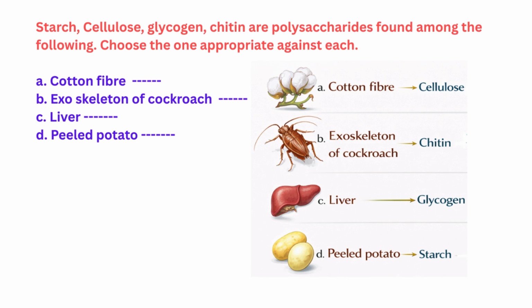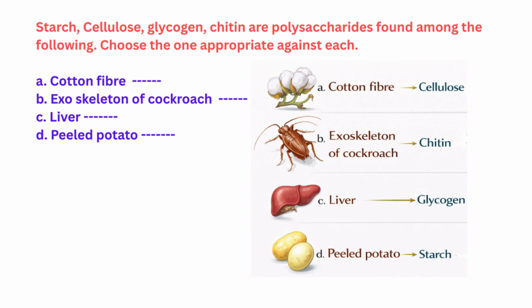4. Starch, cellulose, glycogen, chitin are polysaccharides. Choose the one appropriate from the following and write against each. A. Cotton fiber. B. Exoskeleton of cockroach. C. Liver. D. Peeled potato.